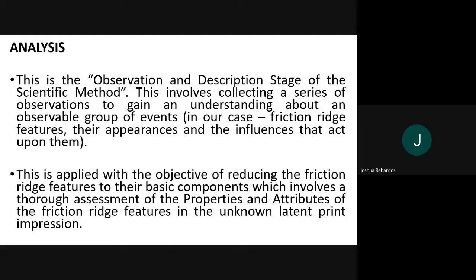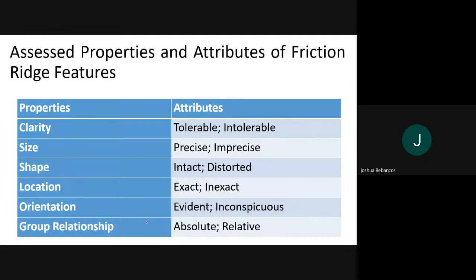So, sa analysis, gumagamit din sila ng reduce the friction ridge features. For example, doon lang sa gitna ng friction ridge, doon sa innermost recurve, sila magpo-focus. Doon sila mag-analyze. Parang ganoon. Assess properties and attributes of friction ridges. Properties and attributes: sa clarity, tolerable, intolerable. Iyan yung mga terms na ginagamit. Sa size, precise, imprecise; shape, intact, distorted; location, exact, inexact; orientation, evident, inconspicuous; group relations, absolute or relative. Iyan yung mga terms na ginagamit.